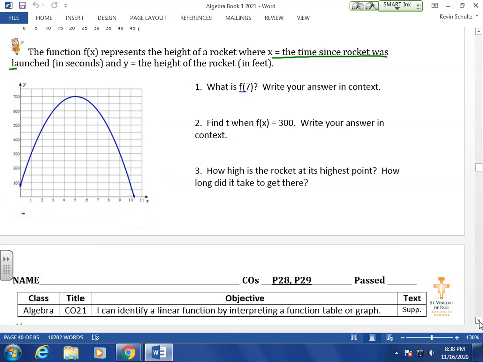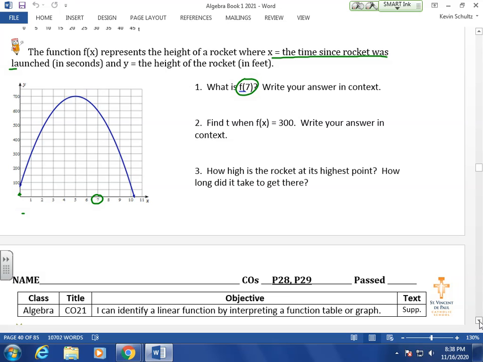Okay, so number 1, what is f of 7? Write your answer in context. So what is the value of the function when the input is 7 seconds later? And you can kind of use logic to understand what they're asking for here. I mean, 7 on the y-axis is right about there, which is kind of hard to see, whereas there's a nice, clear-cut 7 there.